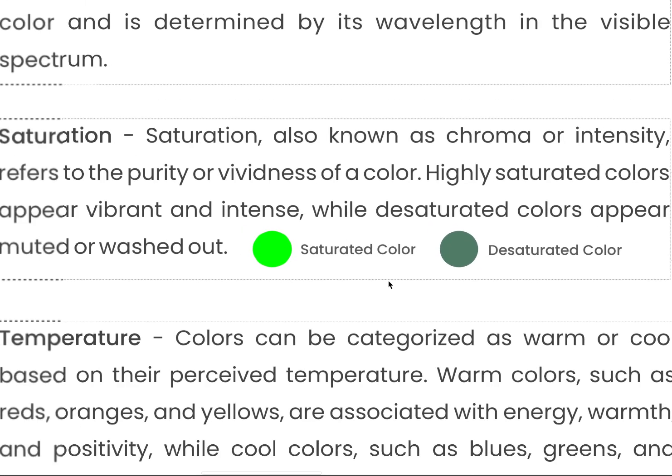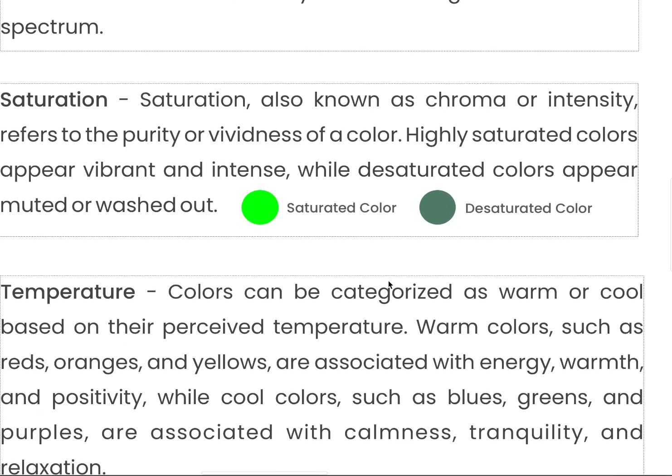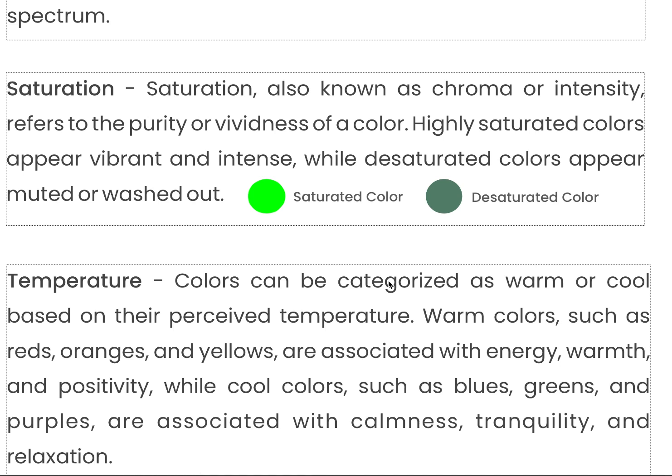So then the next one we have is temperature. The way we use color, we can categorize into two. We can use color according to its temperature. So there is the warm color and there is the cool or cold color. We have warm color and we have cool color.